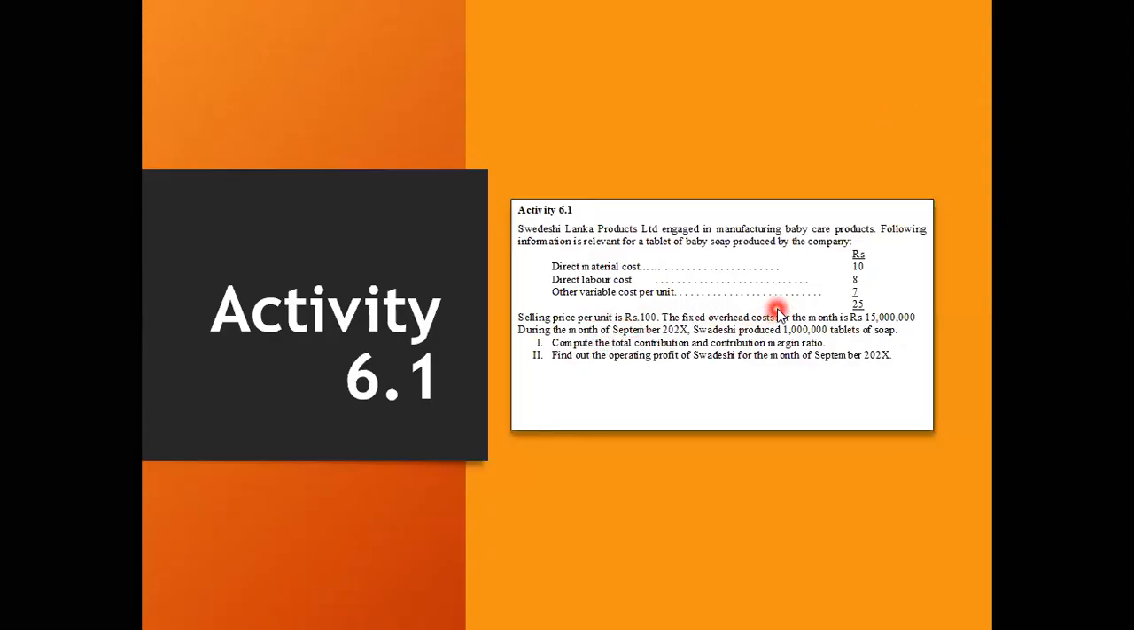Now, do this exercise quickly. Compute the total contribution and contribution margin ratio. It's very easy. It should not take more than 2 minutes. This information is for 1 month, the month of September. Quick calculations. Total contribution, margin ratio, and the profit for the month.